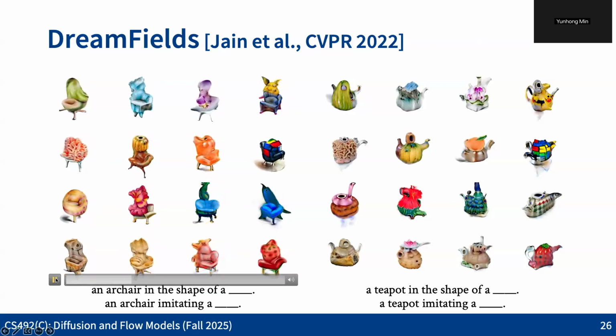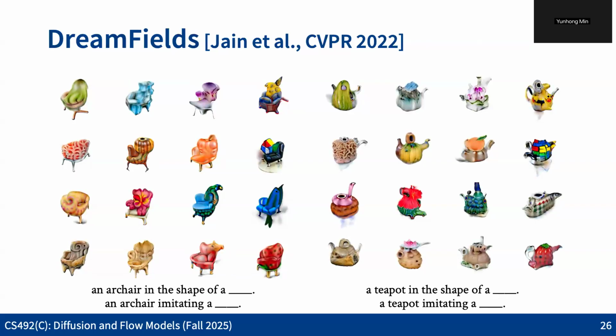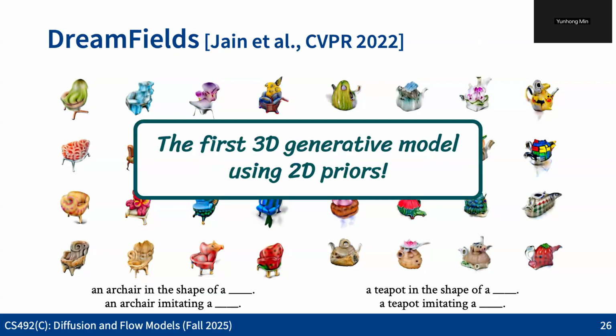We are seeing an armchair in the shape of an avocado, or a pumpkin, or Pikachu. Those are examples of doing 3D, not reconstruction anymore, but 3D generation using only the text prompt. So this was the first case of seeing 3D generation using only 2D priors. This was an interesting example.